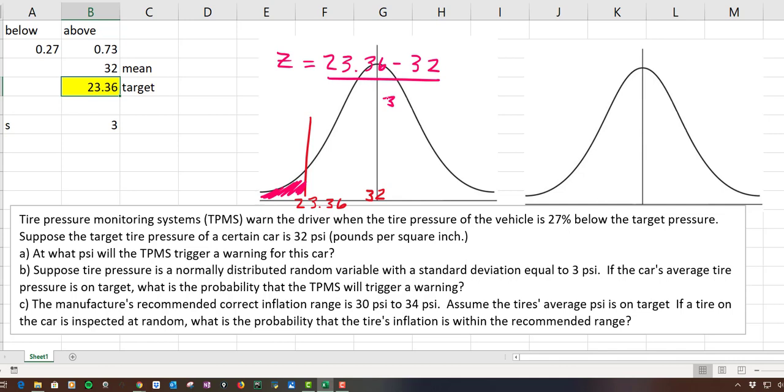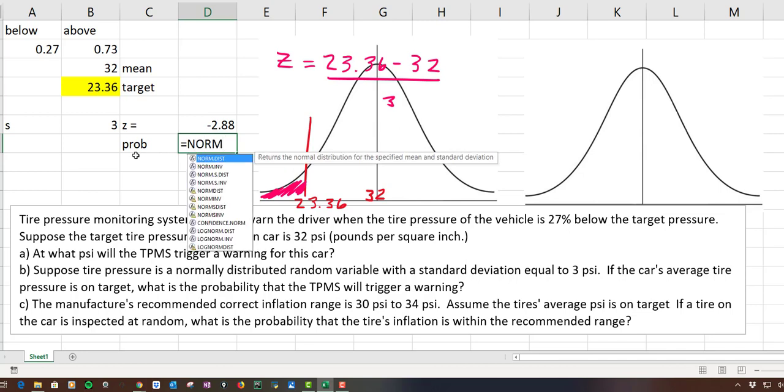So I guess I could do that over here. My Z would equal, don't forget to open a parenthesis to put all this on the top, minus 32, and then divide it by 3. So that would give me my actual Z score, which makes sense. It's below the mean, so it should be negative. And I could go to a table and look this value up. However, Excel has a way where, if you don't want to look the table up, you can directly find the probability without the table.